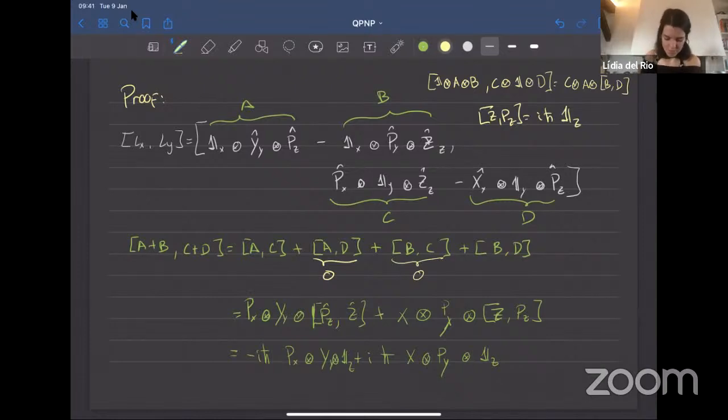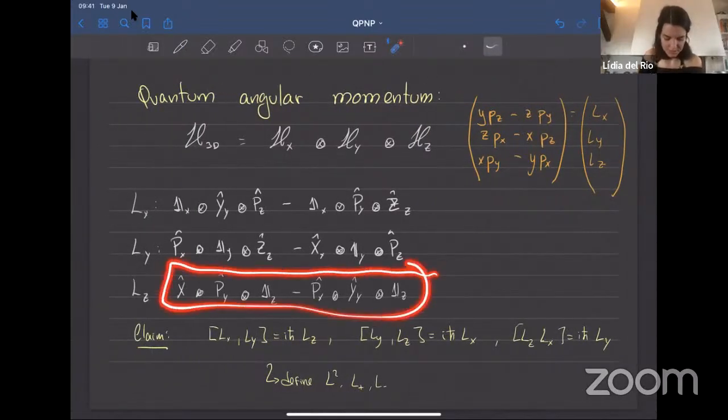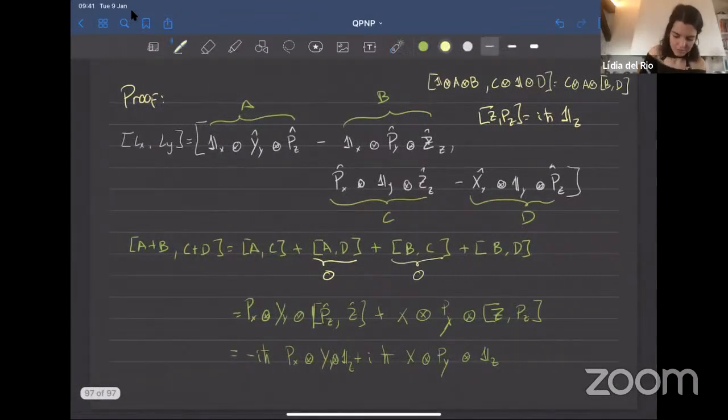Good. But now what is this thing here? Well, this is just the definition of the angular momentum in the Z direction. So if you go back and see, I'll go back now. Right. Here it is. X PY in the identity in Z minus PX Y in the identity in Z. So this whole thing now is i h bar LZ. And this is the first commutation relation. And then the other two are the same.